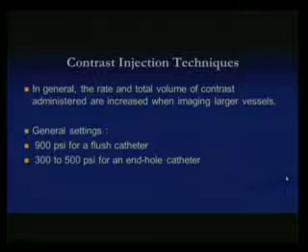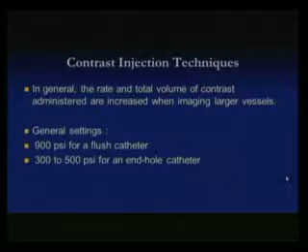So coming to the contrast injection techniques, usually the principle is the rate and the total volume of the contrast. The greater the size of the vessel, the more contrast is used, and the rate increases. There are two types of catheters. One is a flush catheter; we'll go to those catheters in a little bit. These have holes for a short distance, and the end hole catheter has just one hole.